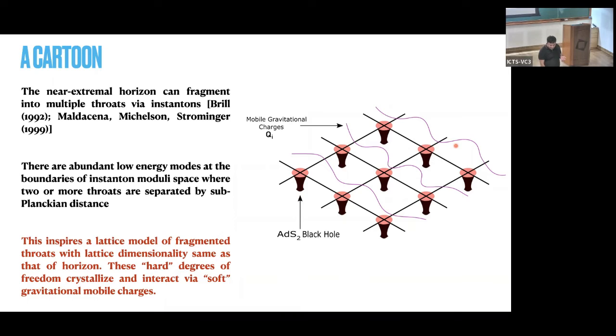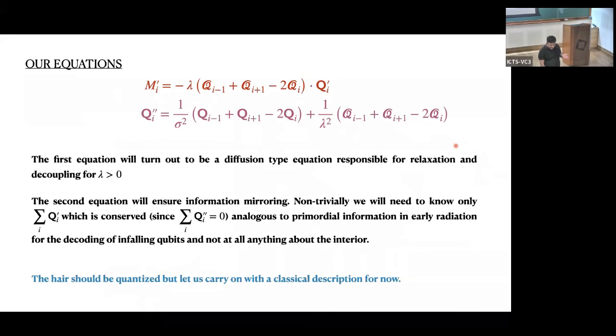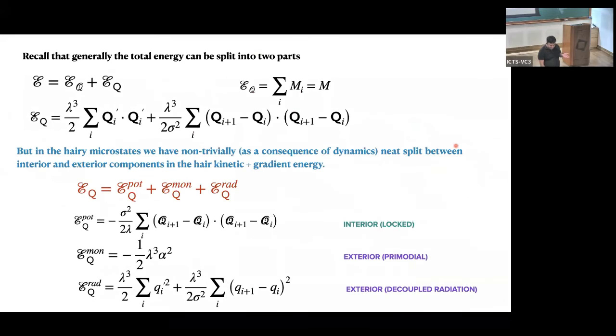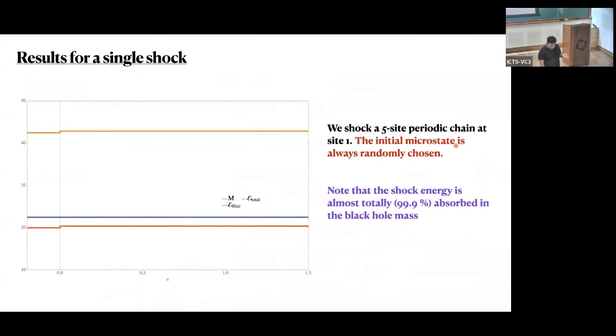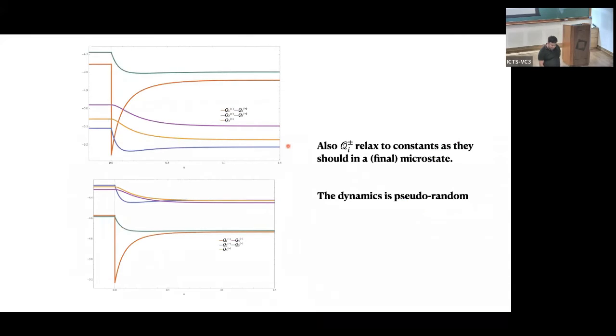It has a lot of beautiful microstate solutions. And what happens is that if you perturb any microstate, almost all the energy is absorbed into the black hole and nothing goes into the hair. This is the hair energy that remains almost constant. This is the total energy, and it is simply absorbed by the black hole. And one microstate solution goes to another microstate solution.